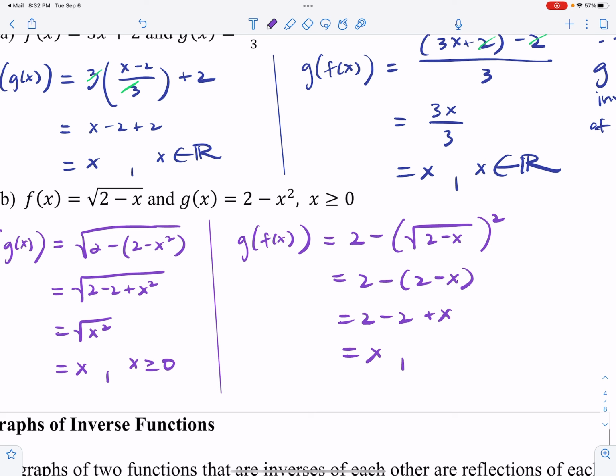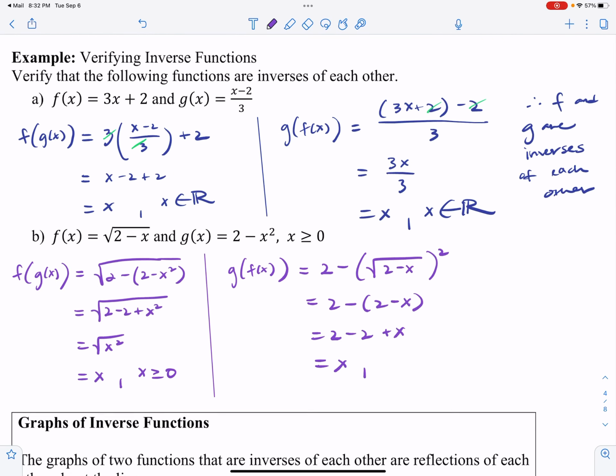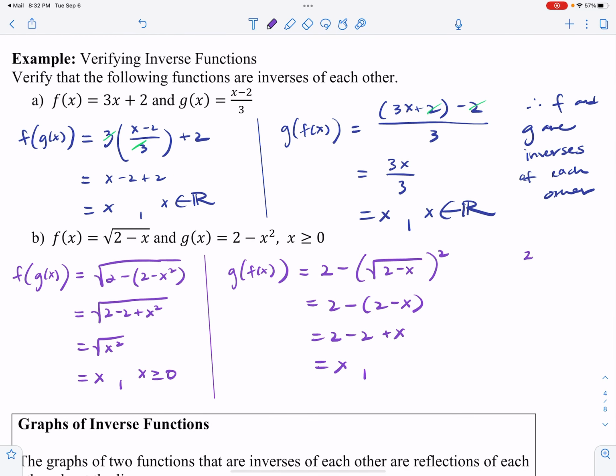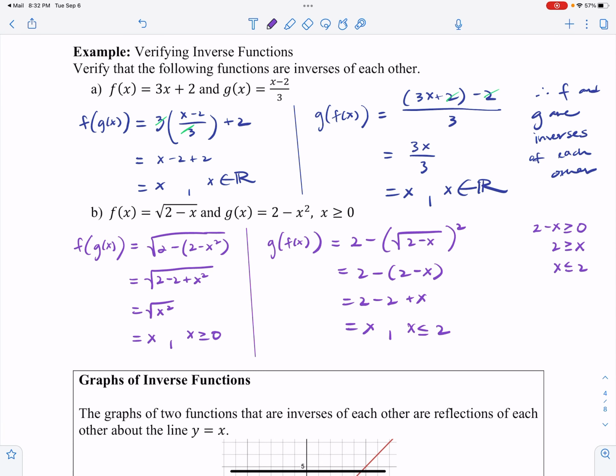This will be for the domain of the inside function, which if we think about the fact that 2 minus x would have to be greater than or equal to 0. Switch that around. So that's for x less than or equal to 2. Okay, and that would be true. And therefore, f and g are inverses. So ditto from up above.